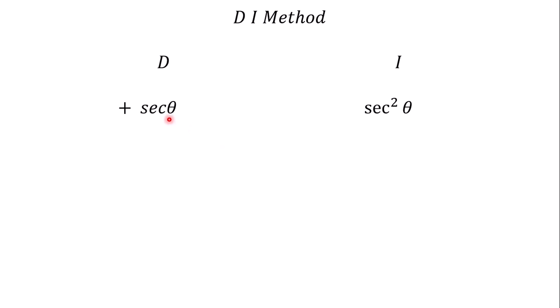When you differentiate this one, in the next column you're going to get secant theta tangent theta, and then here will give us tan theta, when you integrate this one, tan theta.